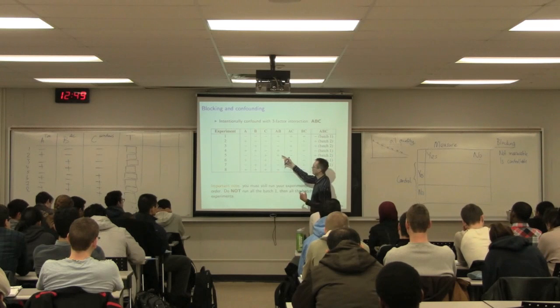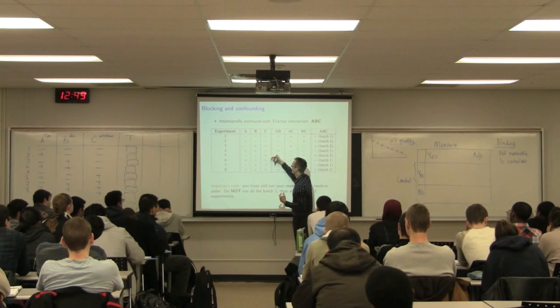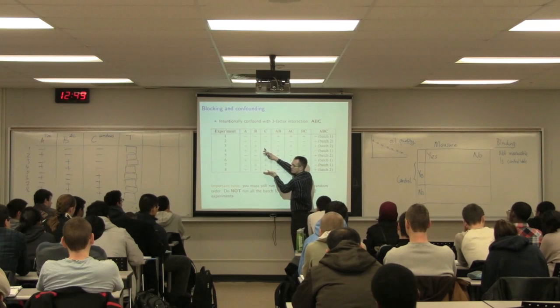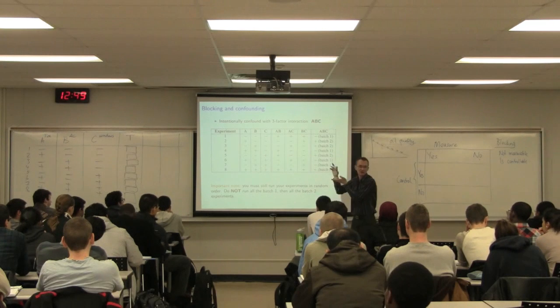I'd say one way of definitely not doing it is assigning it to match the signs of the C column. So we do not run these 4 experiments with batch 1 and these 4 experiments with batch 2. This is so tempting to do. Many people end up doing this, right?